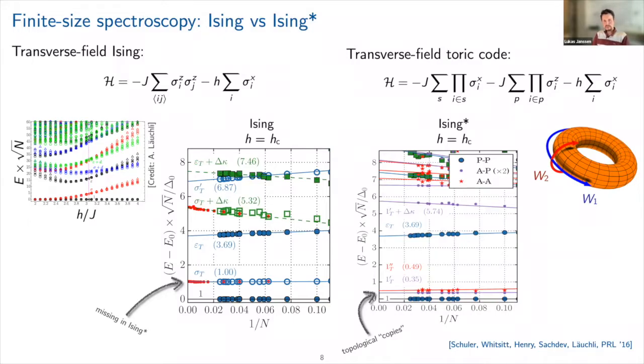However, in contrast, there are other further states here at very low energy that occur on the right-hand side, but do not occur on the left-hand side. And these, in fact, can be understood as some kind of topological copies. They are characterized by different winding numbers of Wilson loop operators around the torus.